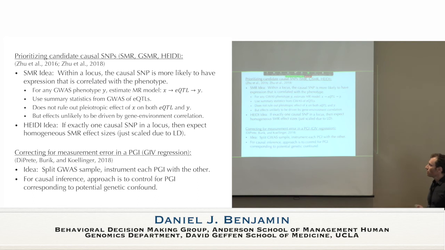And this paper does talk about doing causal inference. But the basic idea for how they talk about doing causal inference is controlling for PGIs that might correspond to potential genetic confounds. So it's kind of the standard thing for dealing with potential problems with omitted variable bias, which is controlling for stuff. It's not the IV approach to that.